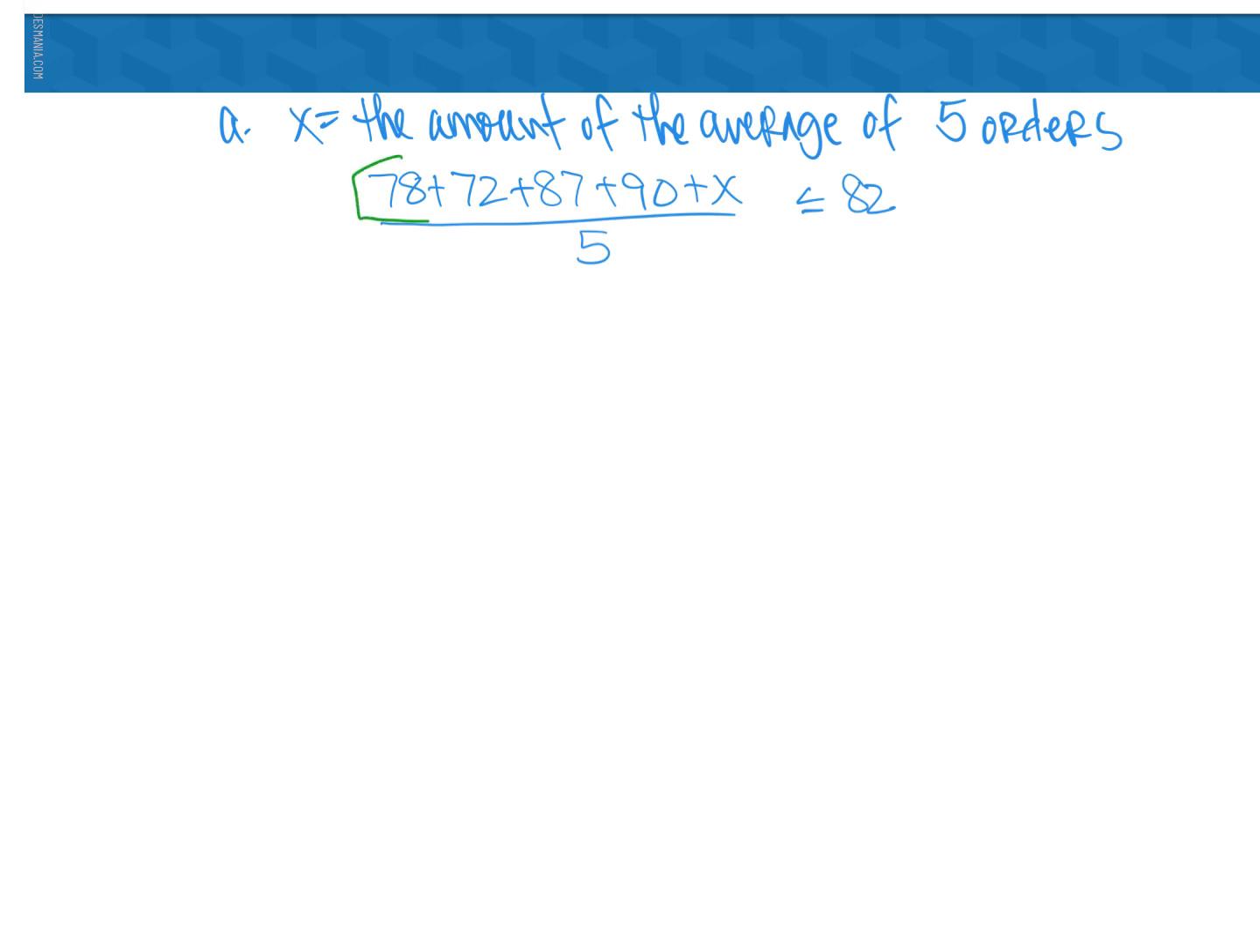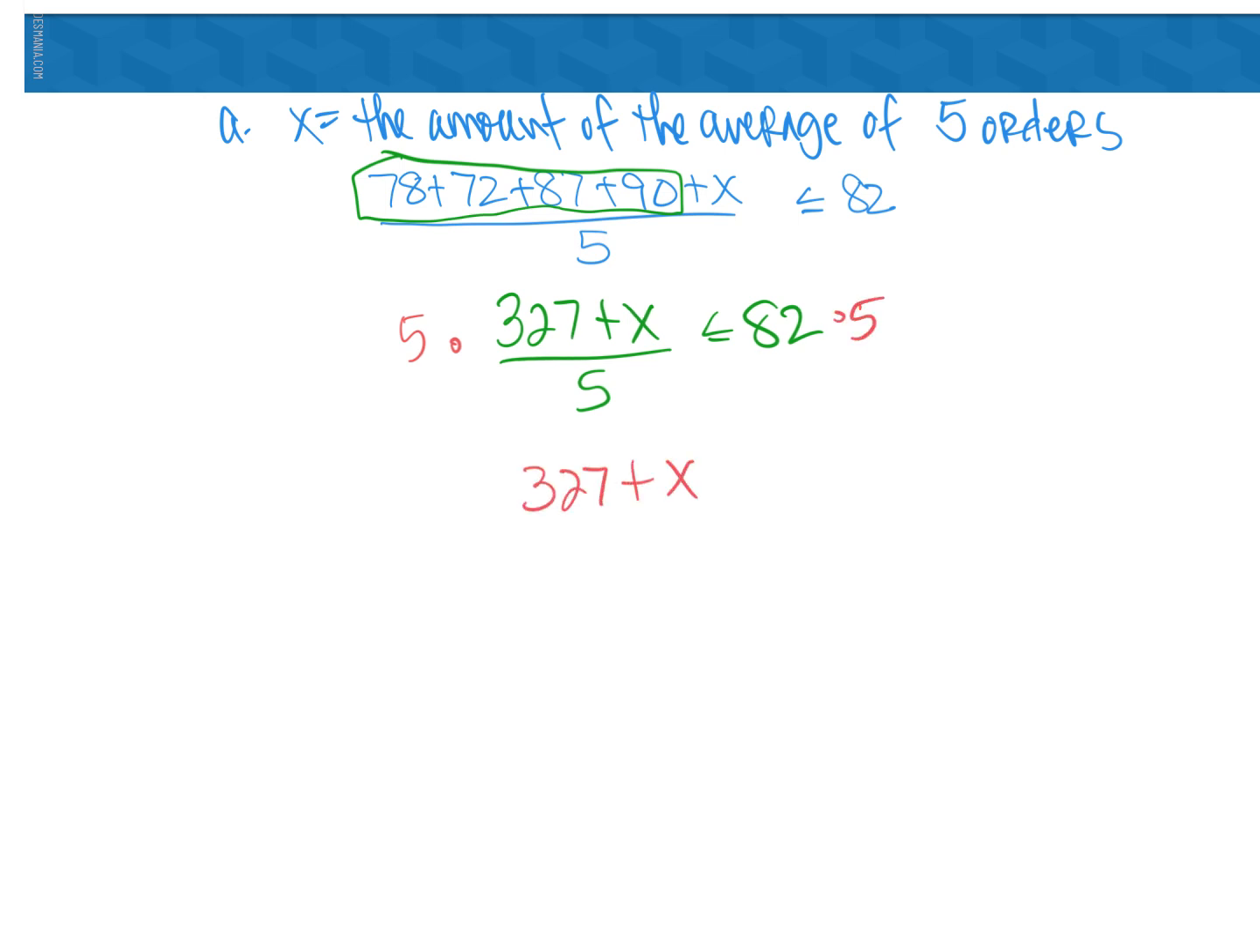So let's add all of these numbers together to make it easier. So let's do 78 plus 72 plus 87 plus 90. That is 327 plus x divided by 5 less than or equal to 82. If you wanted to start with getting rid of the 5 at first, that's fine. I just like to combine them together. From here, I'm going to multiply by 5 on both sides, because divide is the opposite of multiply. 327 plus x less than or equal to, so we have 82 times 5 is 410.